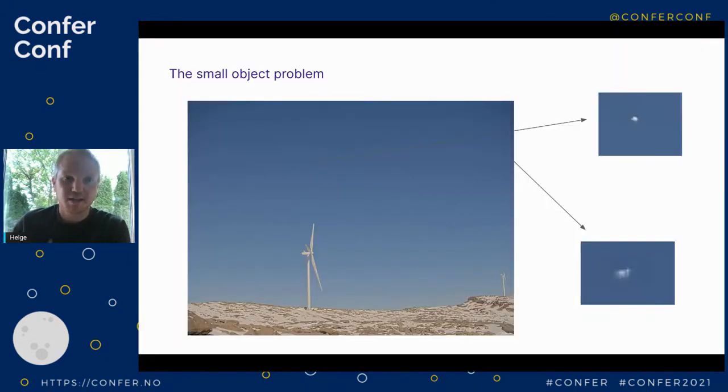But getting back to our application, when trying this on our data, we found that it struggled quite a bit, and we did some pretty extensive error analysis trying to understand why. I think there are two main reasons why it struggled. The one is very small objects.